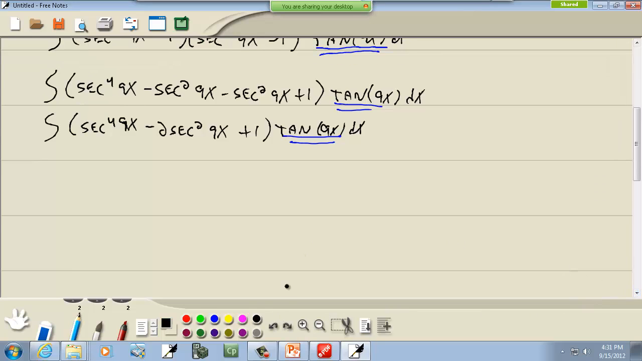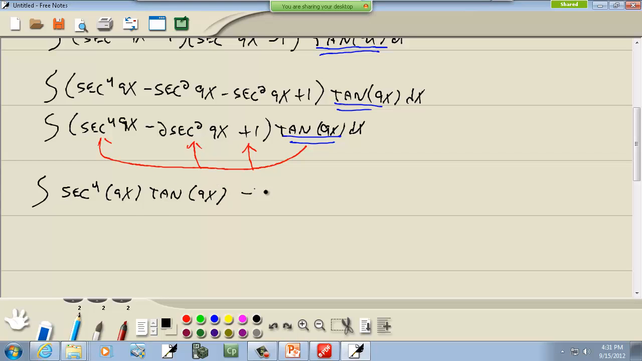Well, let's multiply that through using the distributive property. So take tangent times this, tangent times that, and tangent times that. So that would give us secant to the fourth 9x, tangent 9x, minus 2 secant squared 9x, tangent 9x, plus tangent 9x. Then dx here at the end.